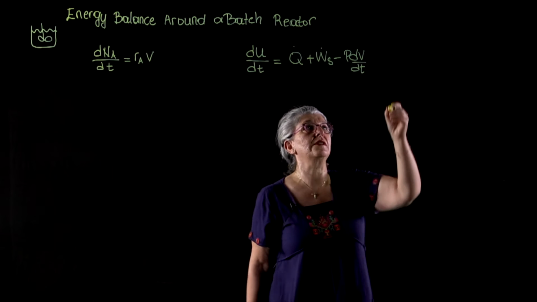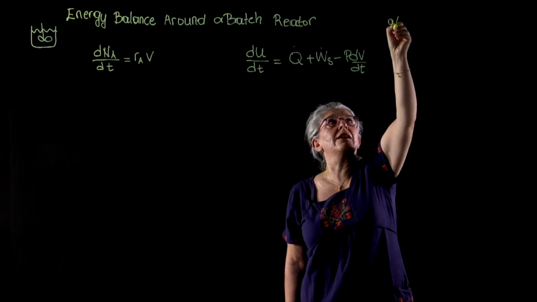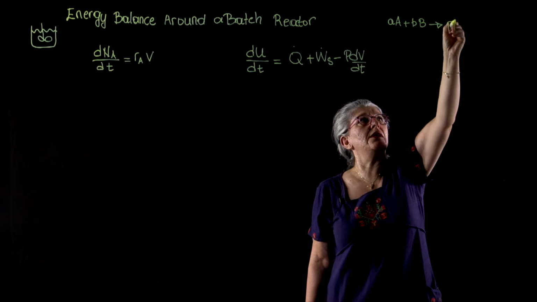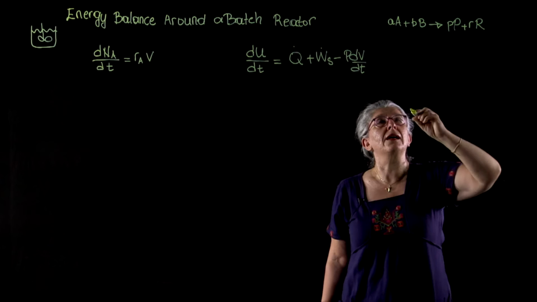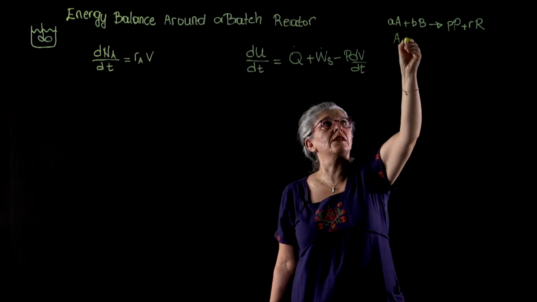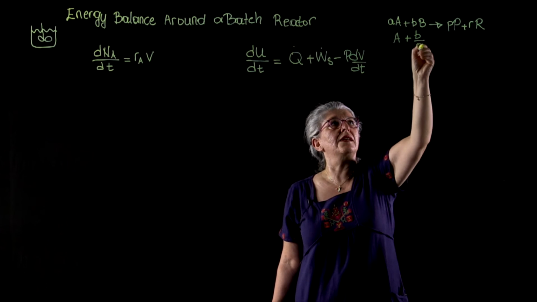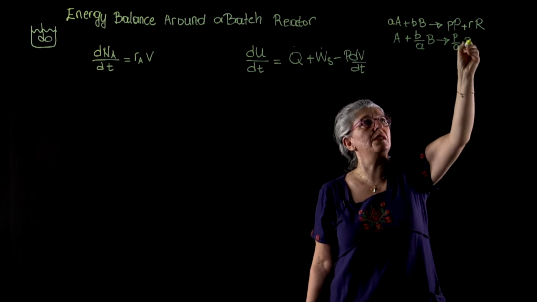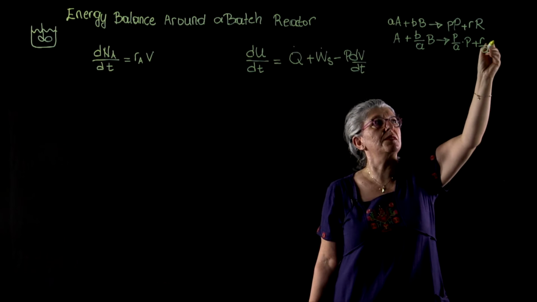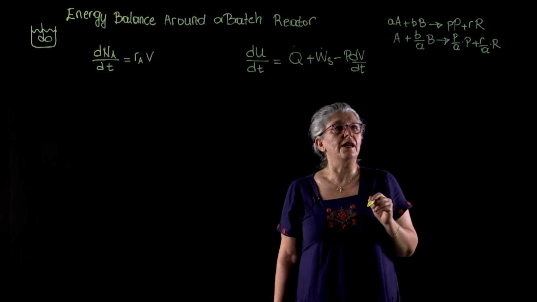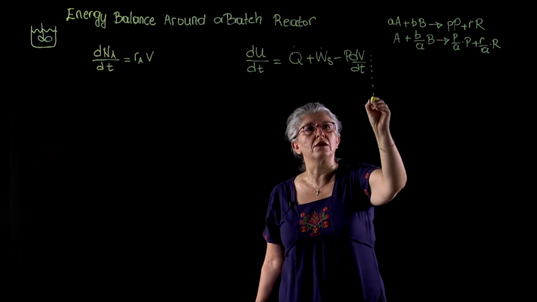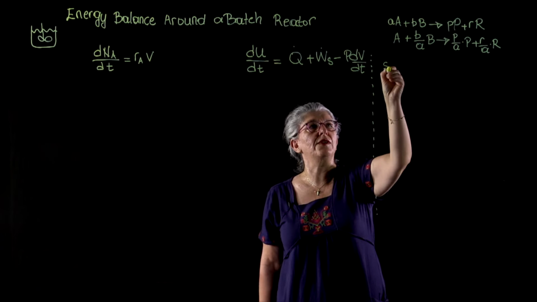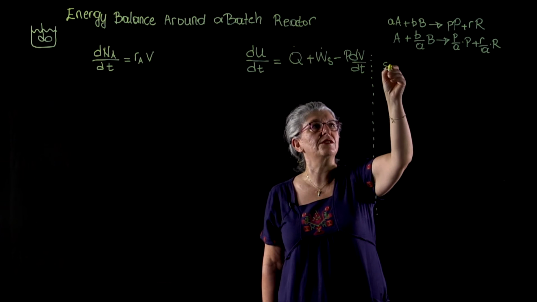This time our hypothetical reaction is going to be, again, a times A plus b times B, producing p times P plus r times R. And our reduced stoichiometric coefficient representation of the same reaction is A plus b over a times B going to p over a times P plus r over a times R. Now there are no inlets, no effluents in this reactor. But again, we have to write a stoichiometric table to be precise in our derivations.